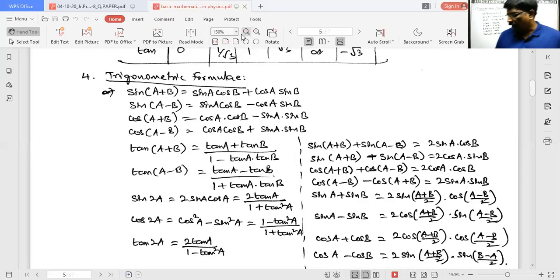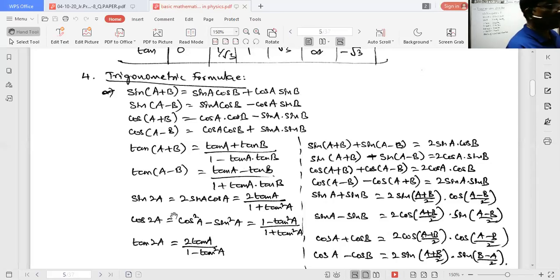Okay. Now you see, tan of A plus B is equal to tan A plus tan B by 1 minus tan A tan B. In mathematics, you will generally prove these formulas also. Tan of A minus B is equal to tan A minus tan B by 1 plus tan A tan B.